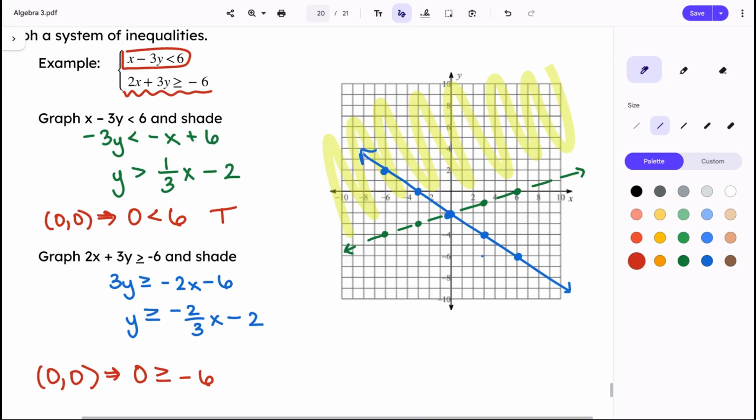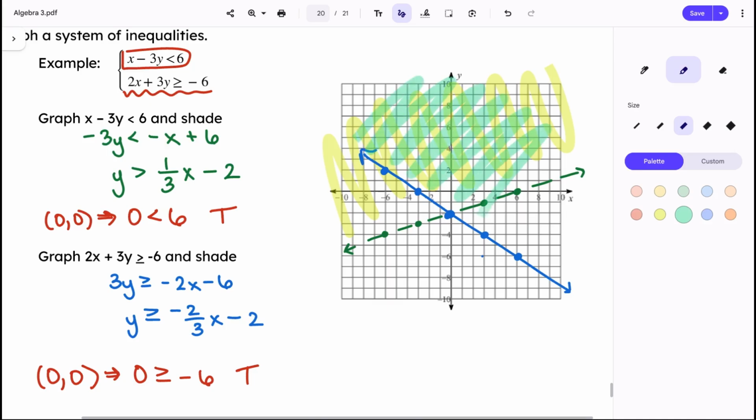Okay, so is 0 bigger than negative 6? Yes. 0's bigger than negative 6. Oh, yeah, negative 6. And you think you can teach, okay. So if we say that that's true, we're going to shade over here.